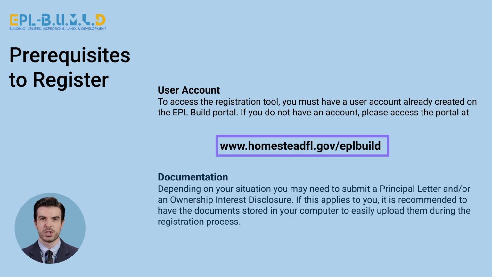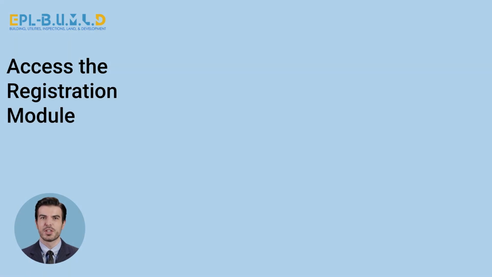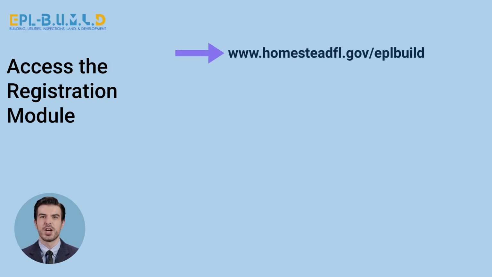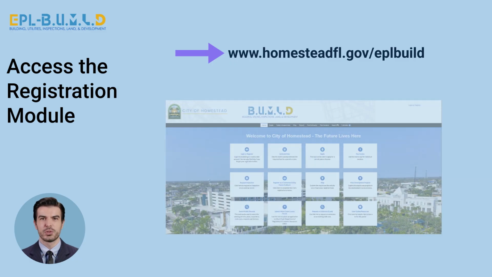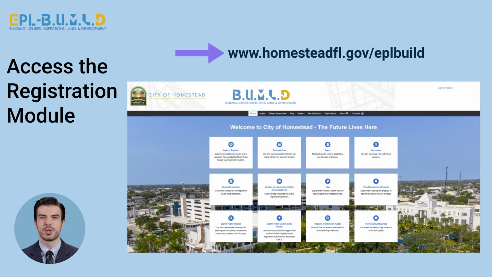Next is how to access the registration module. The first step is to access the EPL Build portal at www.homesteadfl.gov/EPL Build. As previously stated, you can access this link in the description section of this video, or feel free to pause this video to write it down. Upon entering the web address, the system loads the EPL Build homepage shown here. Click the Login or Register link on the top right corner and log into the system. To access the registration module, click the highlighted box labeled Register as a Contractor/Utility Owner/Lobbyist.